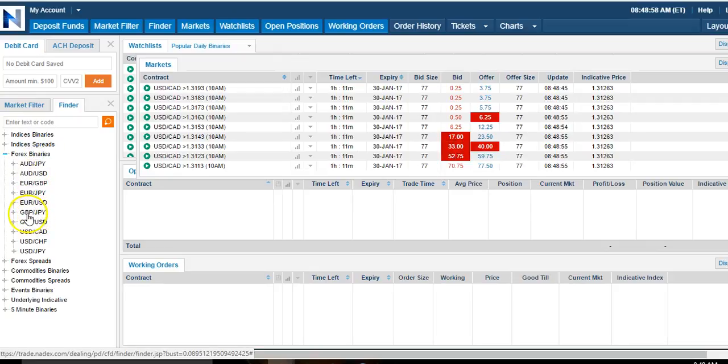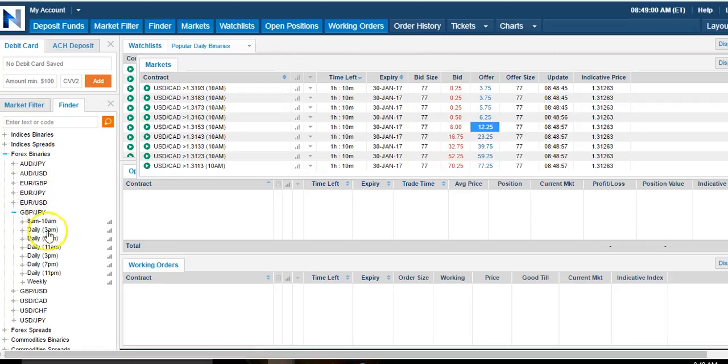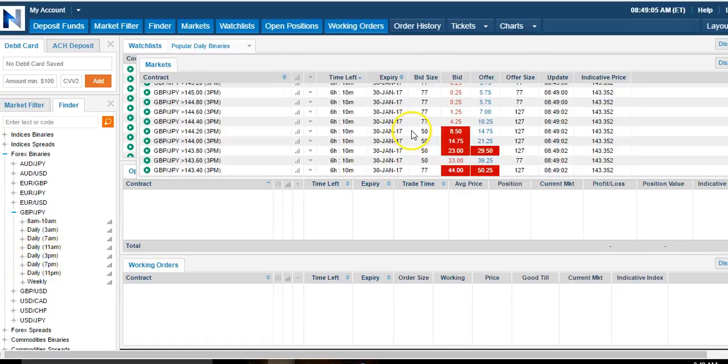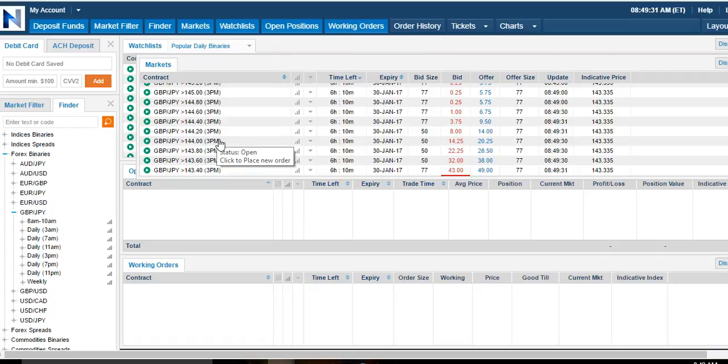I'd find the pound yen, click on that. I have a lot of options here. I want to click on the daily 3 p.m. And the entry he gave was 143.33. So Nadex works in 20 pip increments when you trade the dailies. So it's 144, 144.20, 144.40, etc. And that doesn't matter which pair that you pick. It's always going to be in 20 pip increments if you choose the 3 p.m. dailies. So he had a buy at 143.33, which is basically where we are right now.